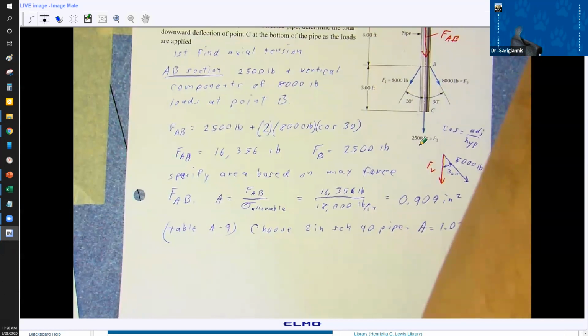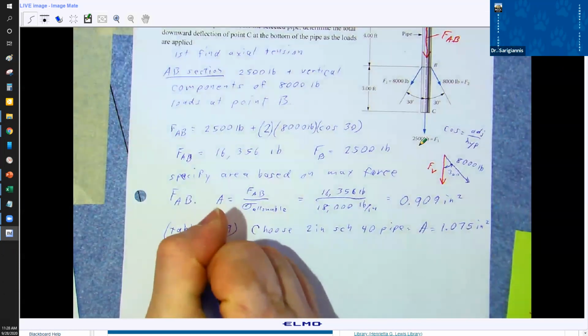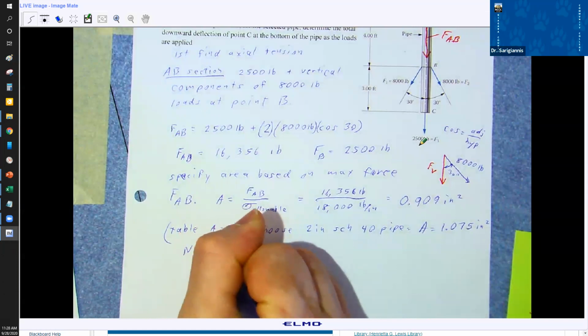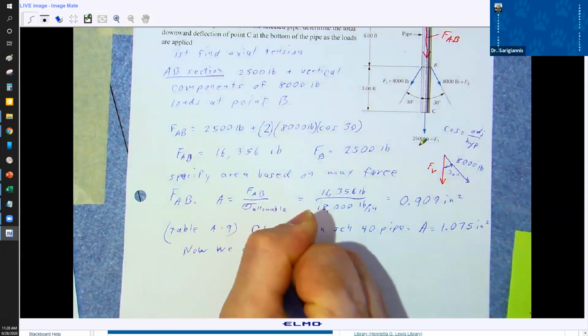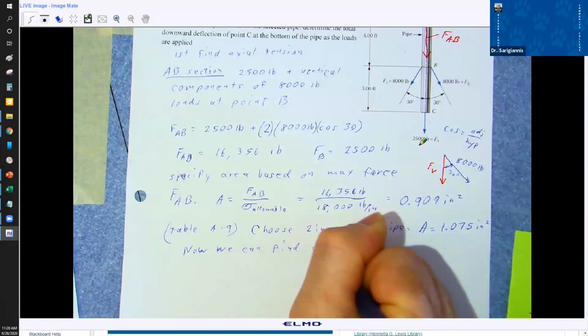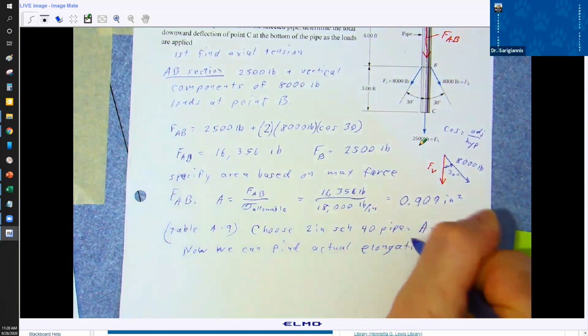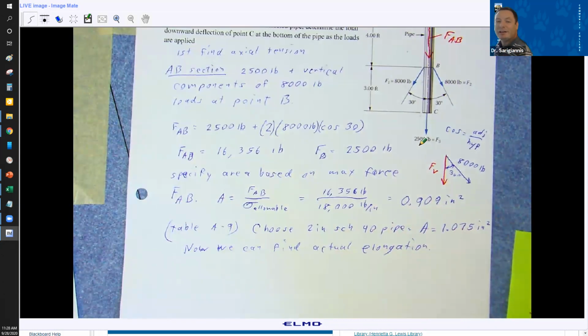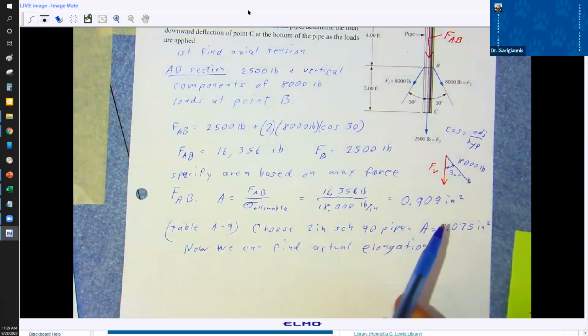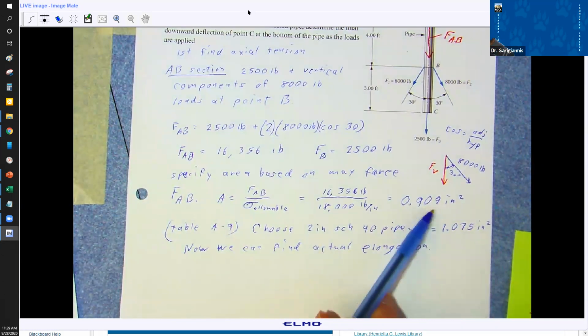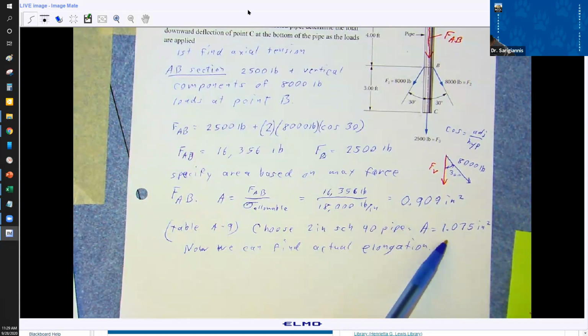All right, so now we can find actual elongation, right? The first part of this problem was just choosing the right pipe that we need to use in our application to keep the stress below 18,000. Now notice, we do not use this area, right? We use the new pipe. This is the area we use. This is the area of interest for us to find actual elongation.